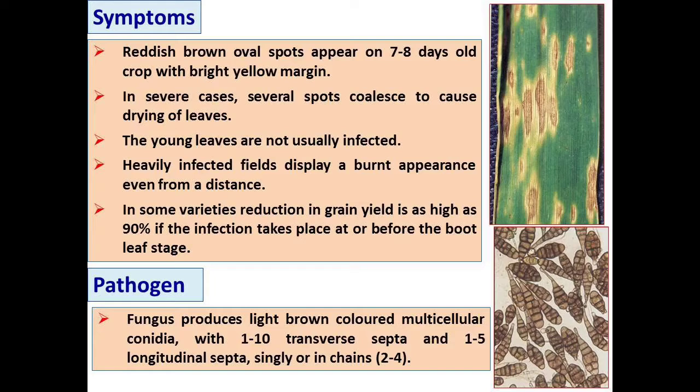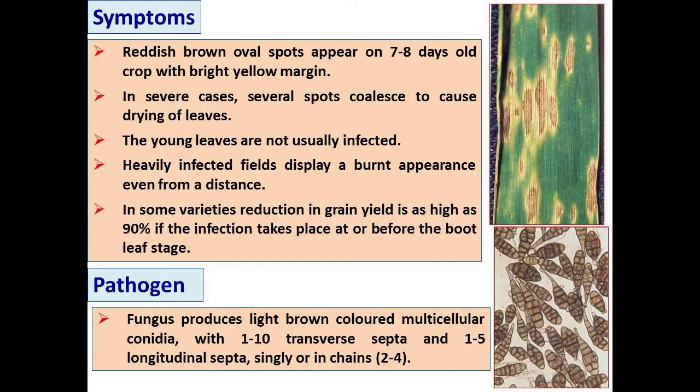This pathogen is a fungal pathogen, and it produces light brown colored multicellular conidia with 1 to 10 transverse septa and 1 to 5 longitudinal septa, singly or in chains. This is the particular mark of identification for this Alternaria blight. You can see at the bottom right the transverse and longitudinal septa inside the spores. These are microscopic pictures of these Alternaria spores.